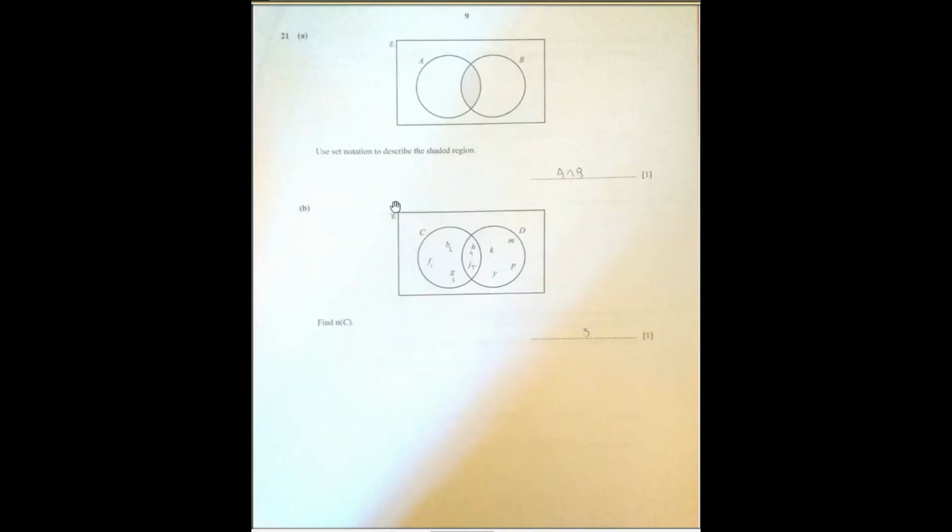Question 21. Use set notation to describe the shaded region. The shaded part here is actually A intersect B. That is our final answer. Find the number of elements of C. That is how many elements we have here. 1, 2, 3, 4, 5. So the answer is 5.